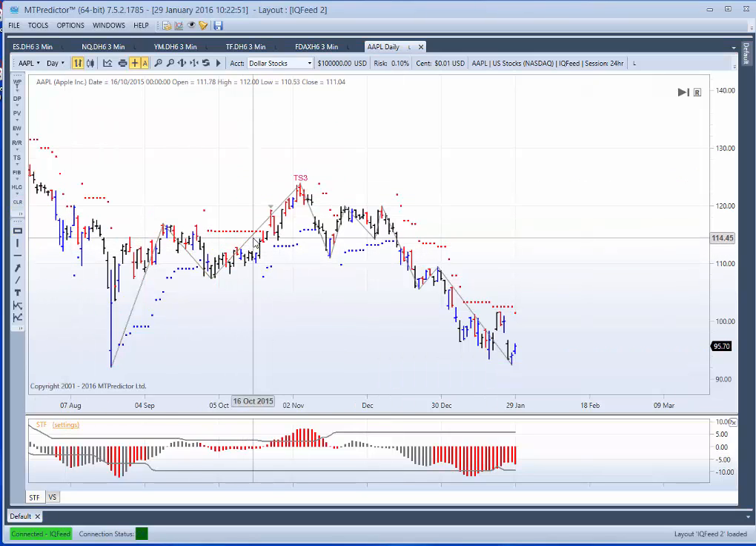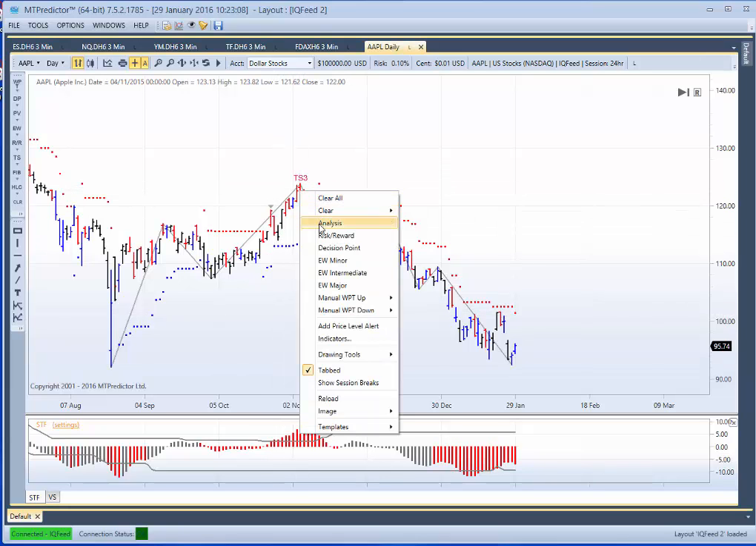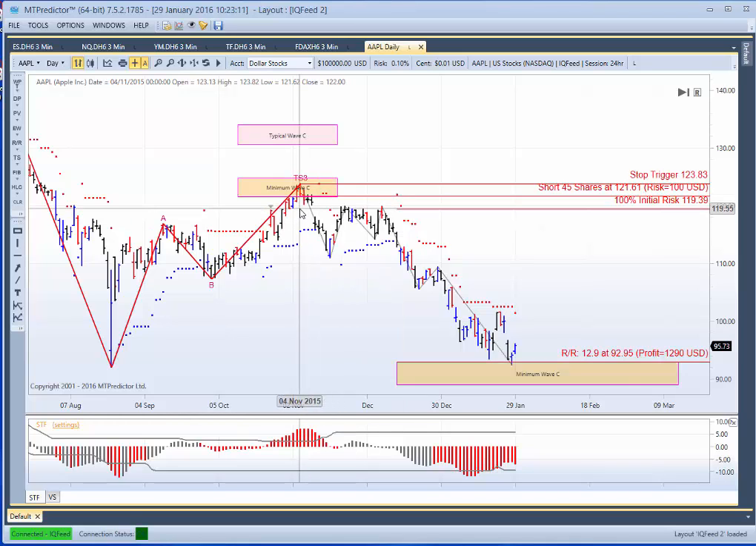But I thought it was very interesting that all the pundits were looking at what they thought of Apple, in particular with the reduced sales of the new iPhone 6s, and as far as MTPredictor is concerned, we had a sell setup right at the very high back on the 4th of November last year, and Apple has been declining ever since and has just hit our first target on the 28th of Jan for a nice 12.9 R profit.